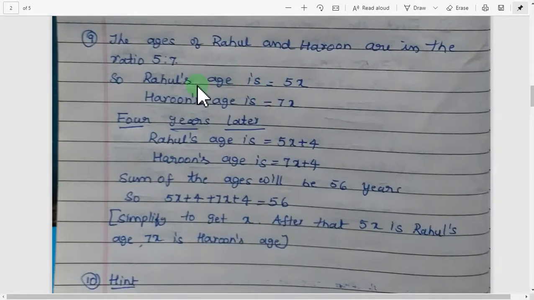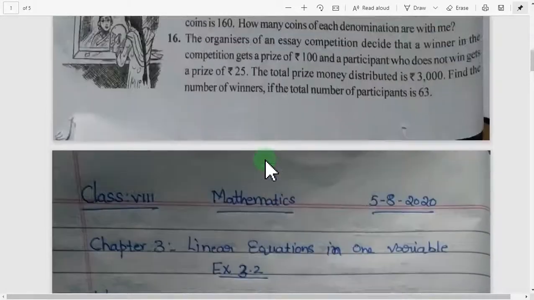x is not the answer. Rahul's present age means you have to substitute in this: Rahul's age is 5 into the value of x, and Haron's age is 7 into the value of x. Next, the 10th sum.